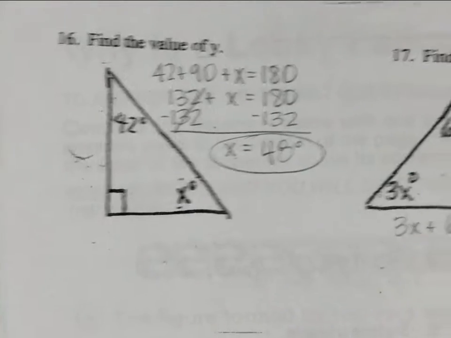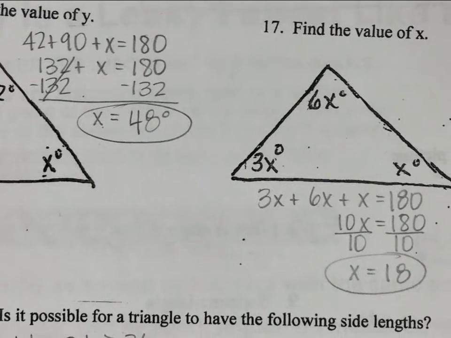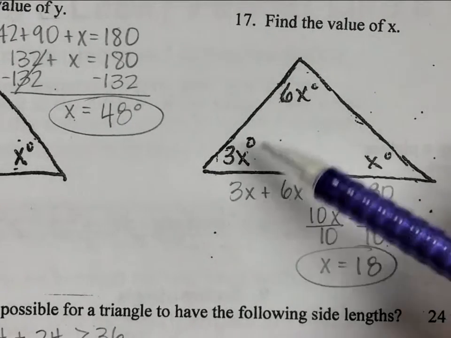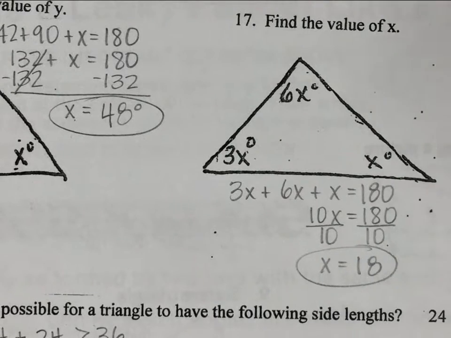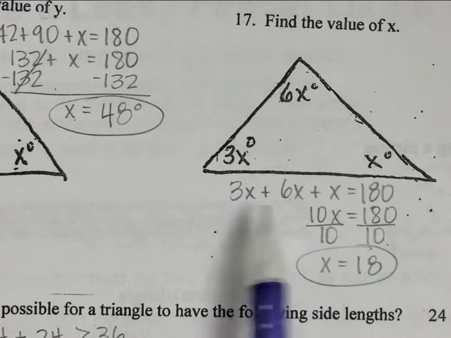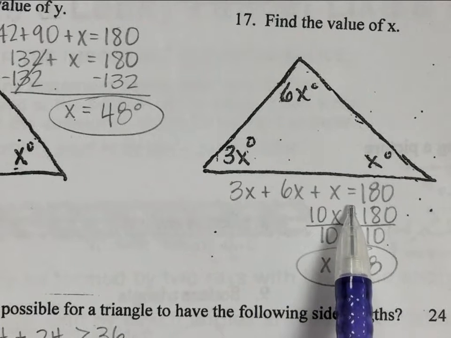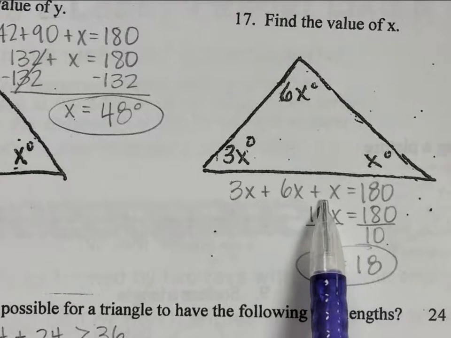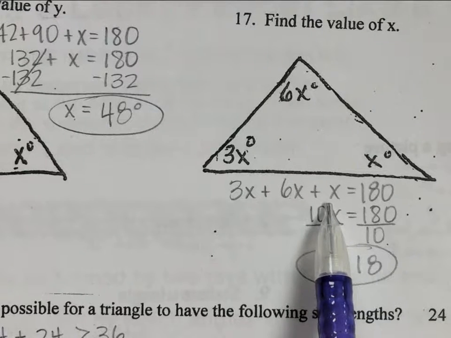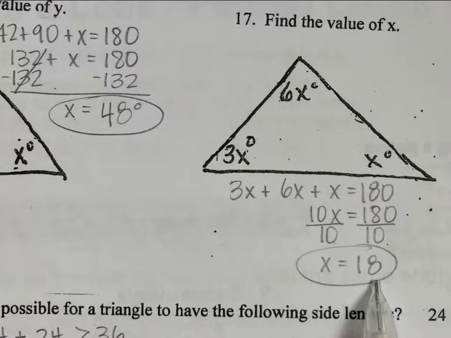You're doing the exact same thing for number 17, except you have x's in there. So remember, it's going to be 3x plus 6x plus x equals 180. All of these terms are like terms. They all have an x in them. So that means I can add their coefficients. So 3 plus 6 is 9, plus 1, remember that's a 1x, is 10. So I have 10x equals 180. And then divide both sides by 10 to give you x equals 18.